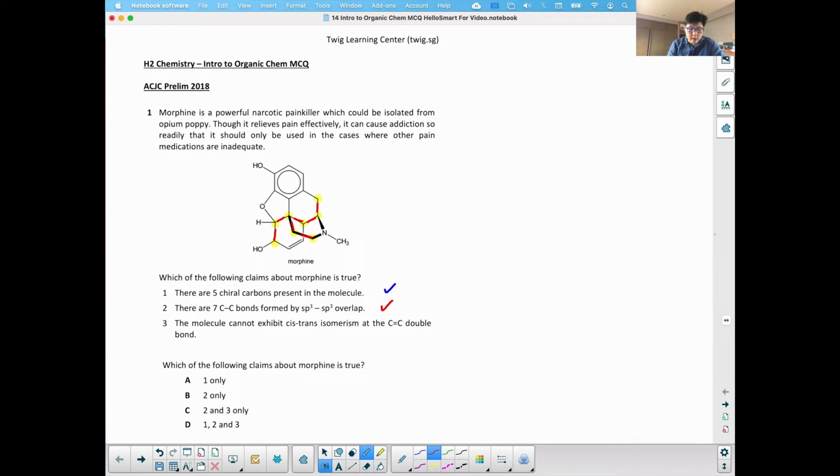The molecule cannot exhibit cis-trans isomerism at the C=C double bond. This C=C double bond is part of a 6-membered ring. If there's a double bond in a 6-membered ring, cis-trans cannot exist, because the trans isomer is a very strained structure. For example, if you have a Br and a Br here, this may be cis, but it's very hard to get a trans structure like this.